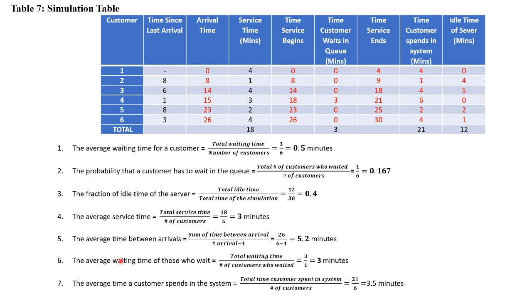Then the last one, the average time a customer spends in the system, is equal to the total time customers spend in the system divided by the number of customers. The total time customers spend in the system, we add everything, we get 21, divided by the total number of customers, which is 6. So 21 divided by 6, we get 3.5.